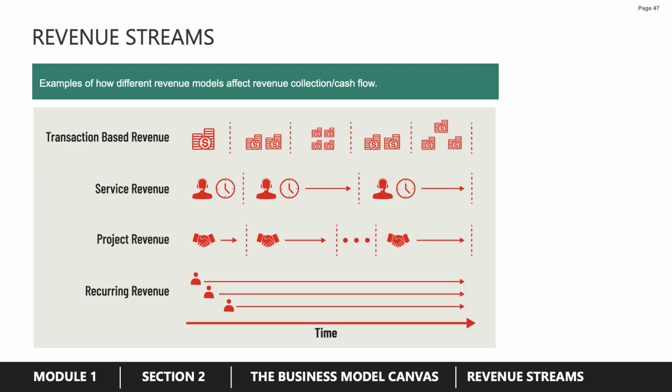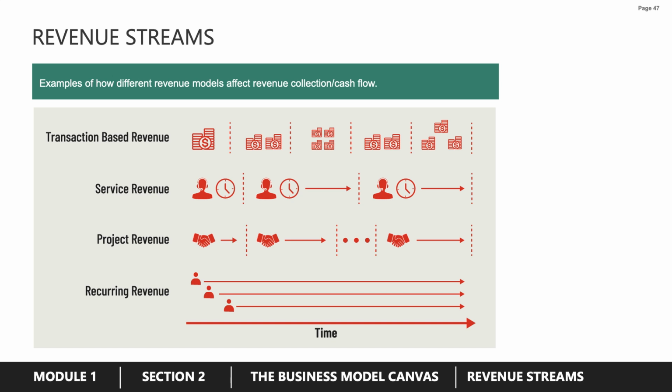So here are a few examples. What is transaction-based revenue? It's basically people pay as and when they need it. A service revenue is pretty similar. People use a service for a set period of time. Could be short, could be long. We've got project, which very much fits to architecture, which is where revenue is generated for the duration of a project, and payments are made normally in installments during the project.